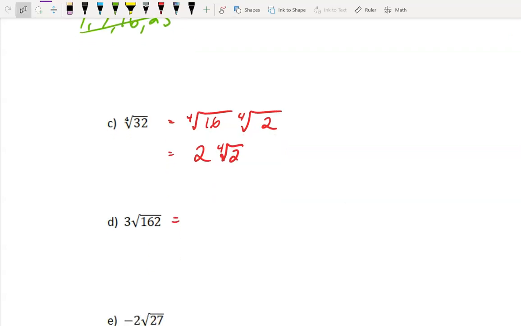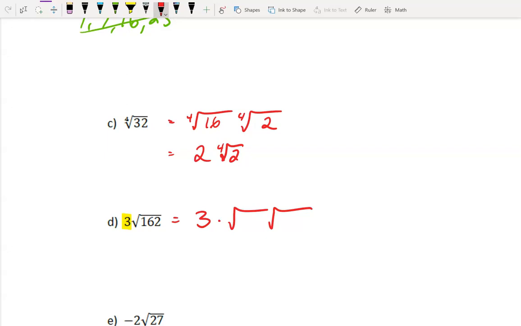Okay, this one's a bit different. It looks different. That 3 is not an index. That means 3 times the root of 162. So we're going to write it like this. Okay, don't get confused, that 3 is not an index. It is just multiplication. So looking for a factor of 162 that's a perfect square.